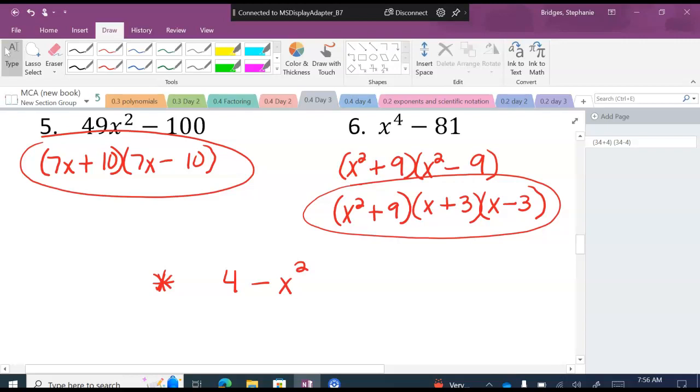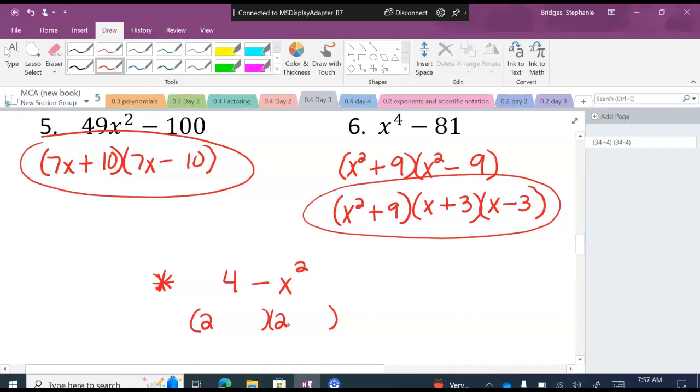For some reason, anytime I give a problem like this, people think they can just rearrange the numbers. You cannot rearrange with subtraction because it means a whole different thing. We factor it exactly the same. It just looks odd because our variable is second. We still take the square root of the first term. What's the square root of 4? 2. That goes in the front of my parentheses.